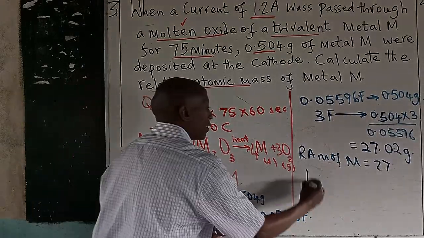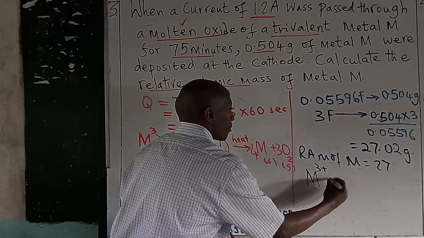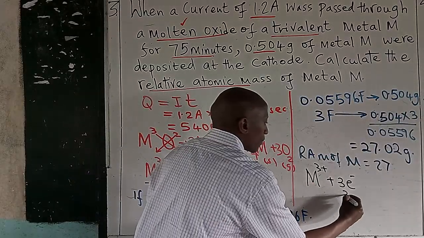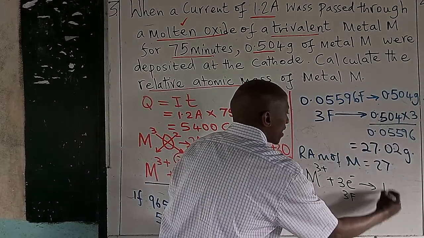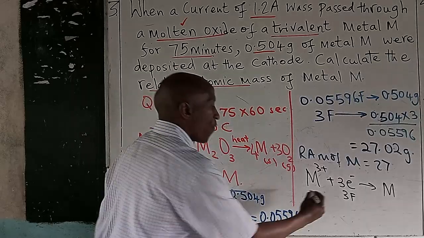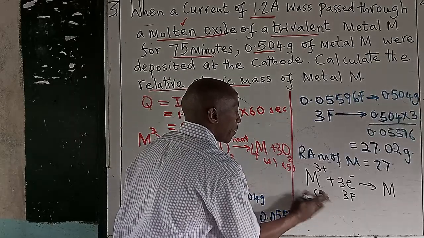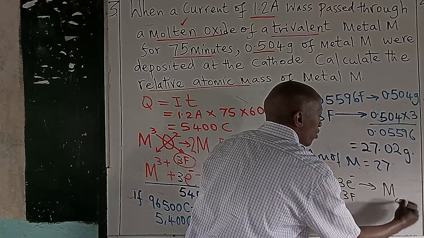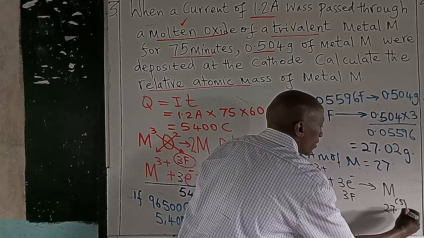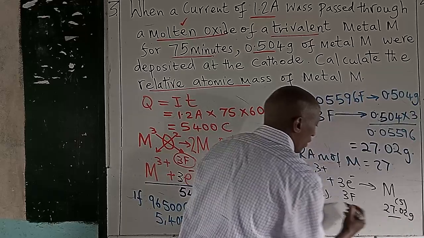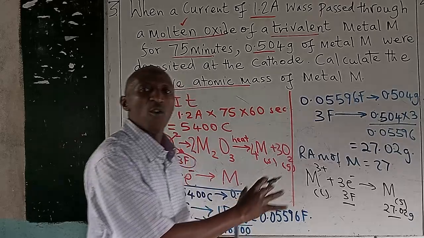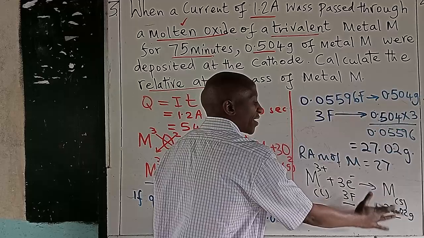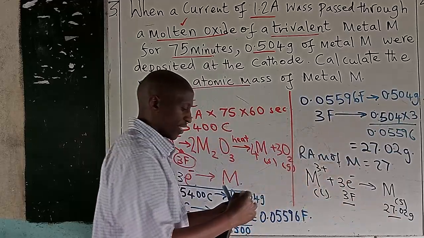So we are seeing M, the charge of 3, requiring 3 moles of electrons, or 3 Faradays, so that we may deposit 1 mole of, this is molten, so liquid, 1 mole of metal M in solid form, and that is 27.02 grams. So this is how we derive it. 3 Faradays deposit 1 mole. How much is 1 mole? And that gives us the calculation.